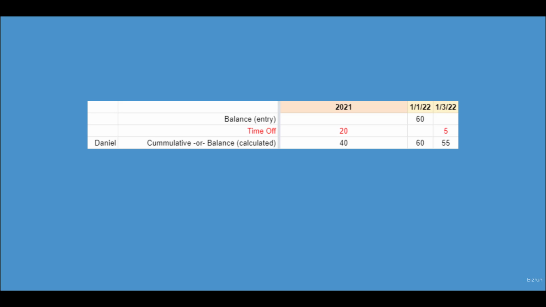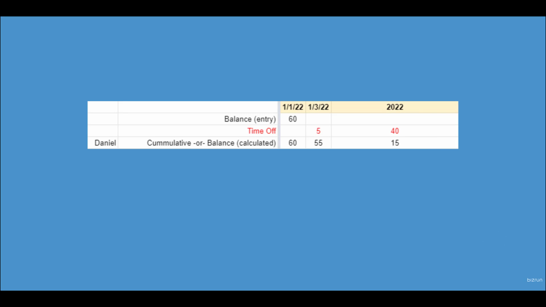On January 3rd, 2022, let's say he takes 5 hours of time off. Since there are no other balance entries for that day, the 5 hours are subtracted from his previous day's balance of 60, and the resulting end balance for the third is 55 hours.